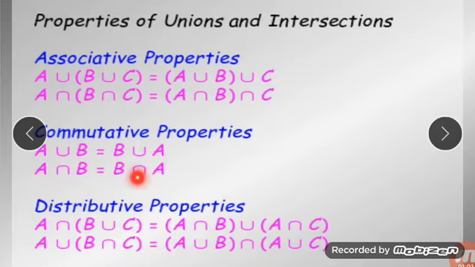Next, we have the commutative properties of union and intersection. The commutative property of union states that A union B is equal to B union A. Similarly, the commutative property of intersection states that A intersection B is equal to B intersection A.